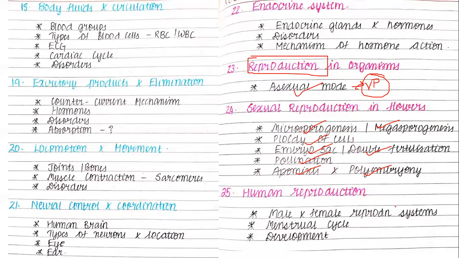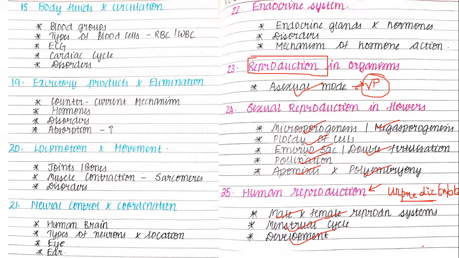Everything important. Human reproduction is an unpredictable chapter. Nobody can predict from which area they are going to ask you questions. Unpredictable. But from previous year trends, male and female reproductive system, there can be questions. Menstrual cycle question, a favorite area. Development: at which time are the eyes forming, first movement shown, hair forming, limbs and digits formed? So that can be a question.